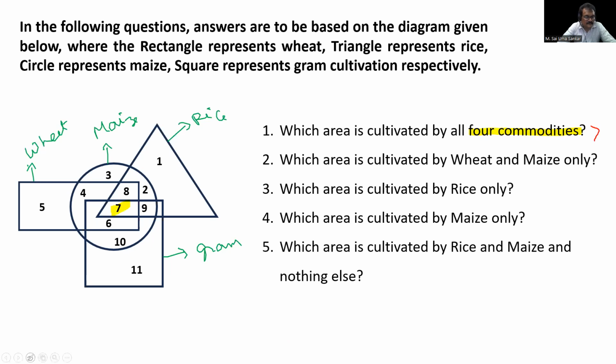What is the next question? Which area is cultivated by wheat and maize only? Wheat and maize only is different, wheat and maize different.